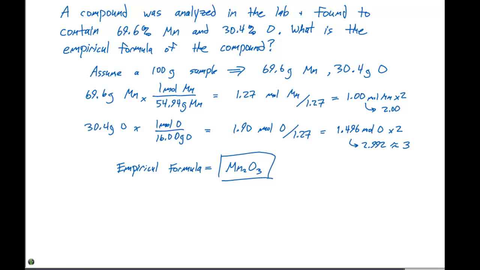That gives us 1 mole of manganese and 1.496 moles of oxygen. We now need to multiply by a factor to get whole numbers. Our whole numbers are going to come out to 2 to 3, and that's going to be the smallest whole number ratio or empirical formula for manganese oxide. So in this case, our empirical formula is going to be Mn2O3. And if you follow this same setup, you'll be really solid for all your empirical formula calculations.